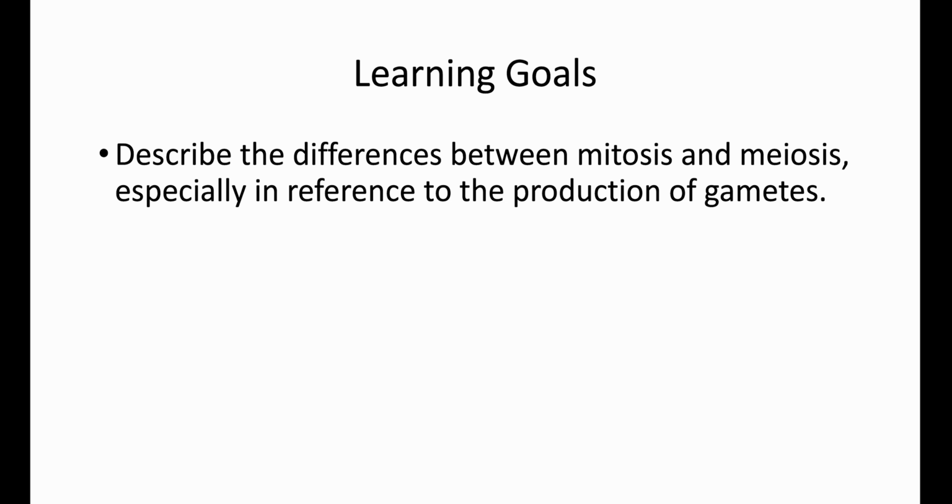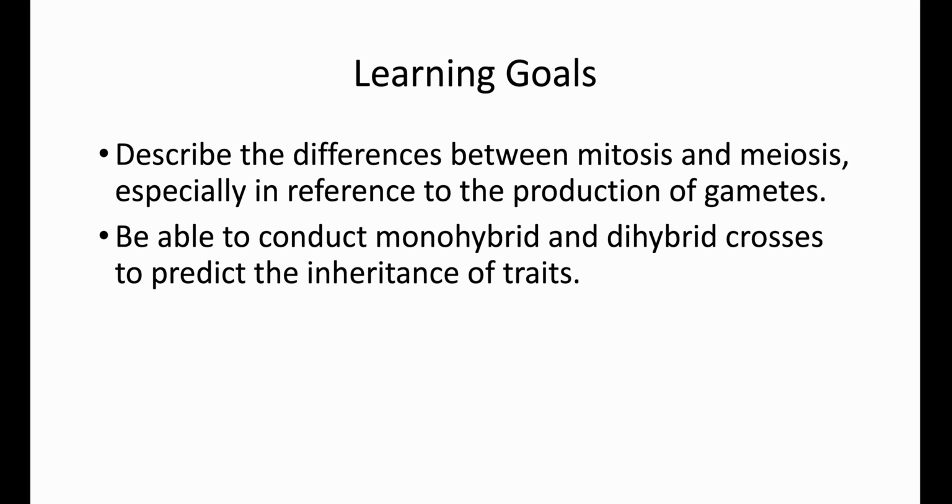And so among the things that you should get out of this is knowing the difference between mitosis and meiosis, especially in reference to the production of gametes. Because ultimately we're going to be doing monohybrid and dihybrid crosses, and the first step of those crosses is to create the full suite of gametes that can come out of a given genotype, and that is done through the process of meiosis. So understanding meiosis is crucial to understanding genetics.